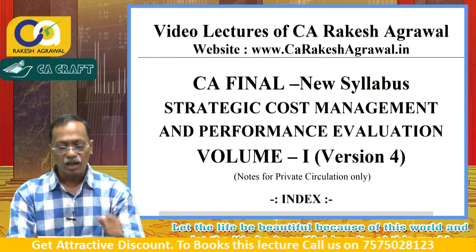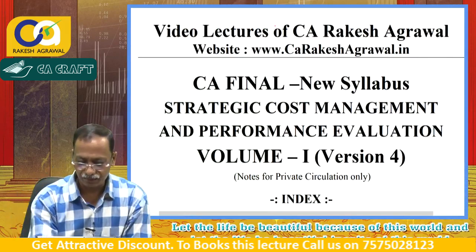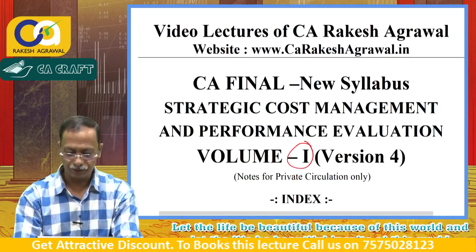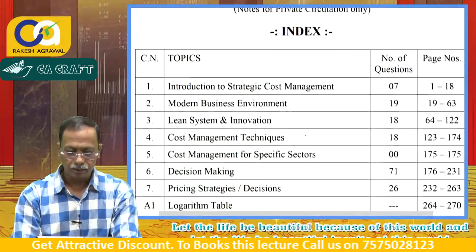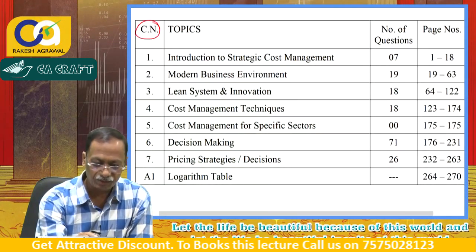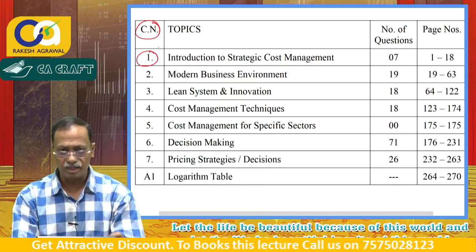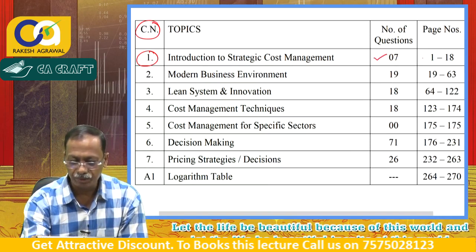Now I am showing you the index page of volume 1, my dear friends. This is volume 1 of your version 4 batch, right? See, this is your chapter number 1. CN stands for chapter number. Chapter number 1 is Introduction to Strategic Cost Management. There are 7 questions in this chapter, and this chapter is spread from page 1 to 18.